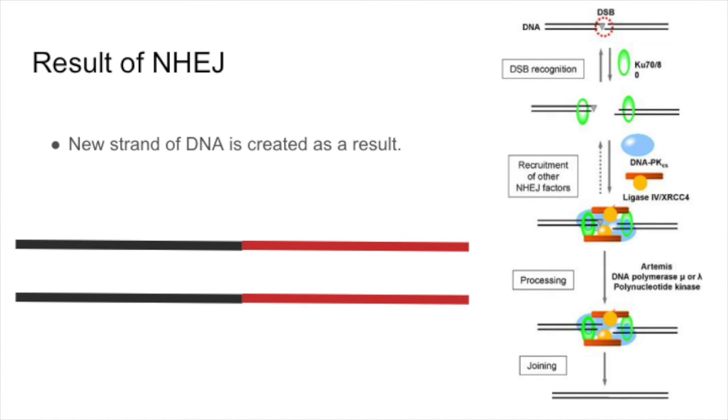As we can see, non-homologous end joining is not perfect. First, nucleotide bases are removed. The two ends of the DNA are brought together and a new strand of DNA is formed. This can introduce frameshift mutations due to indels, which are insertions and deletions.